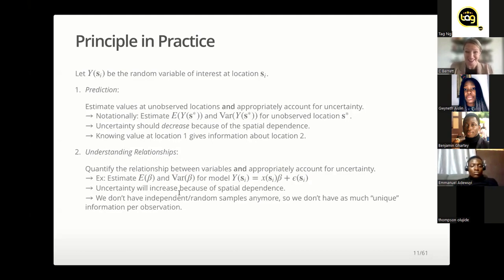However, in this case, spatial dependence doesn't decrease uncertainty. Spatial dependence increases uncertainty because we have less information from these points, because they're dependent on one another. So think about what problem I'm hoping to solve. Am I focused on prediction or am I focused on understanding relationships? The approach that you take is going to be different depending on which one you're looking at.